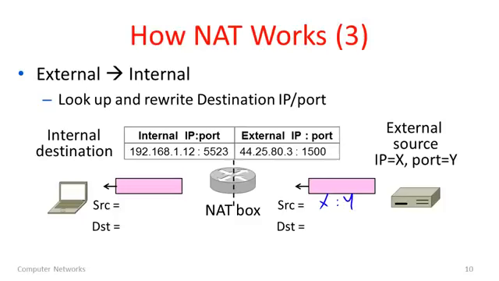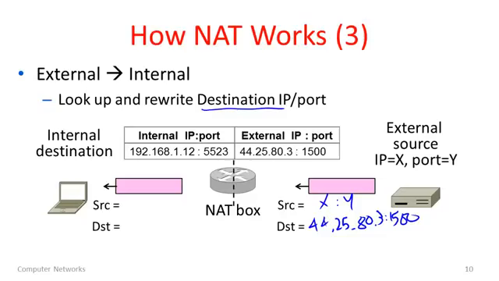The destination, where's it going to go to? It will reply to whatever the source is on the packet it received. And I can remember the source, we made this external IP address and port. So the destination of this packet will be the previous source, which is 44.25.80.3:1500. That packet arrives at the NAT box because the destination IP address takes it there. And then as it goes through the NAT box it will look up and rewrite the destination address. It's now going to map that from the external name to the internal name.